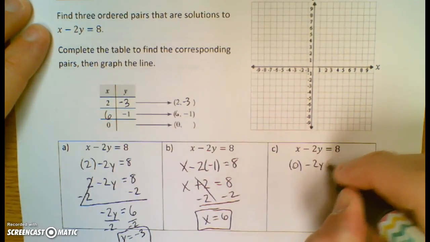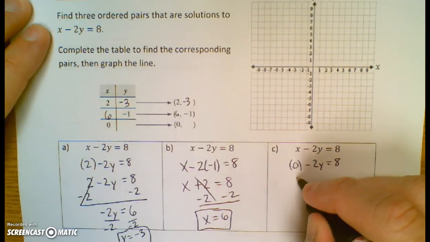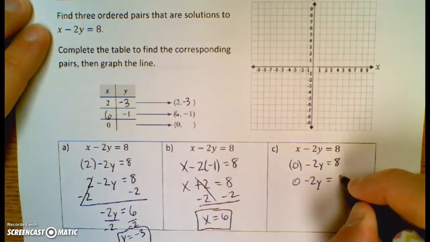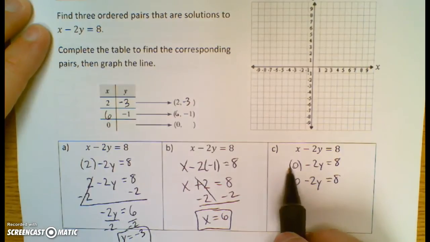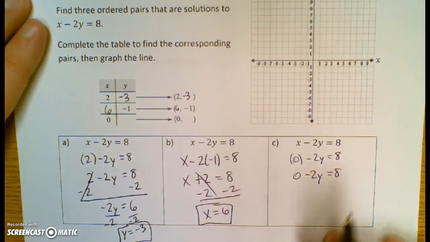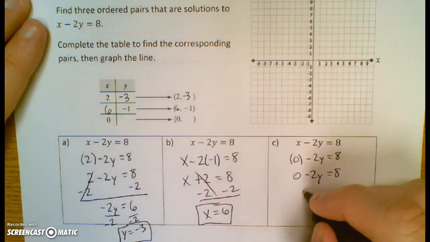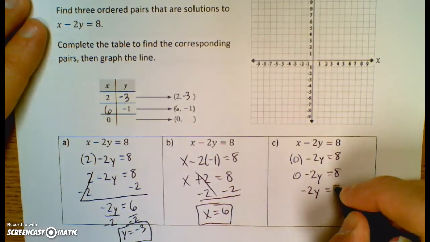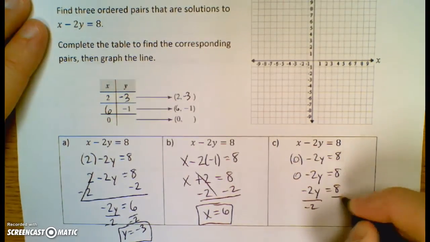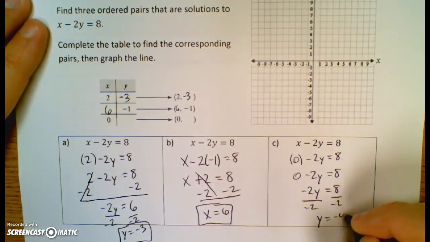Minus 2y equals 8. 0 minus 2y equals 8. I didn't do anything with that parentheses, it just goes away. 0 minus anything is that number again, so it's just -2y equals 8. Divide by -2, y equals -4.